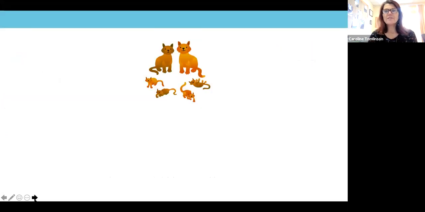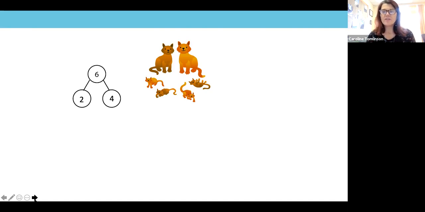You can see here in front of you, there is a group of cats, a group of 6. We know that 6 is the whole, and to work this out, we can see that 2 is a part of our whole and 4 is a part, and together the whole is 6. 2 is a part, 4 is a part, and 6 is the whole. 2 plus 4 equals 6. 6 equals 2 and 4.